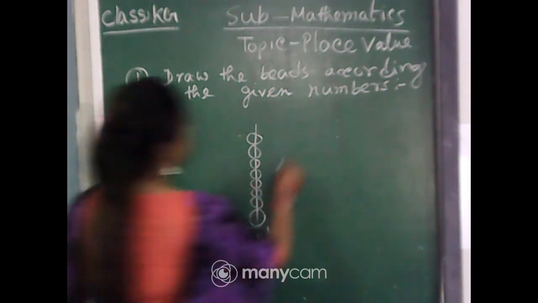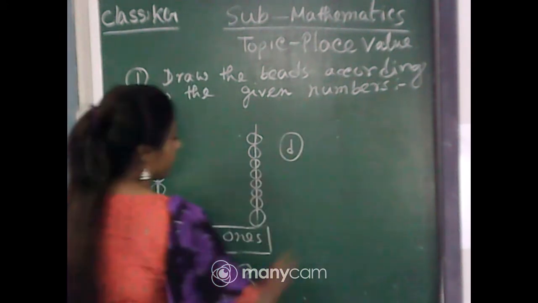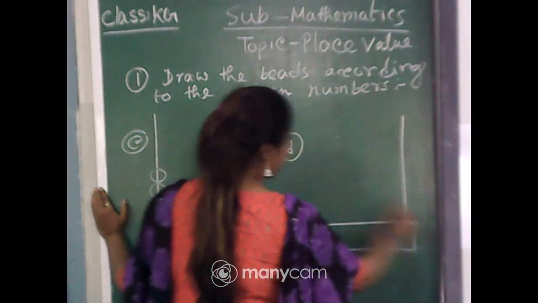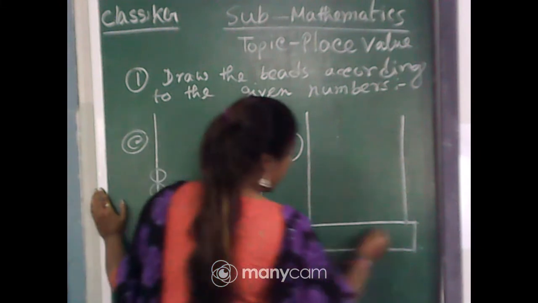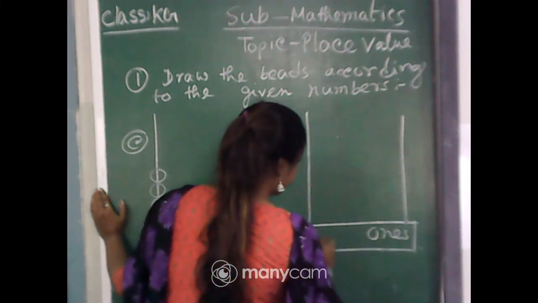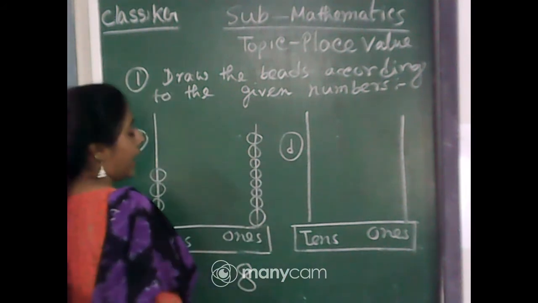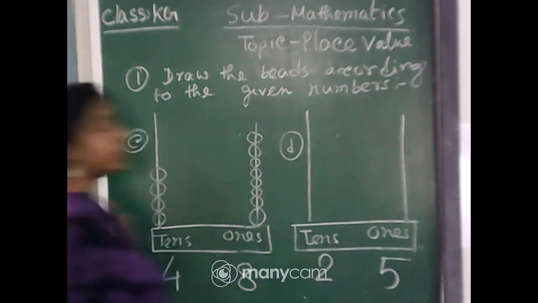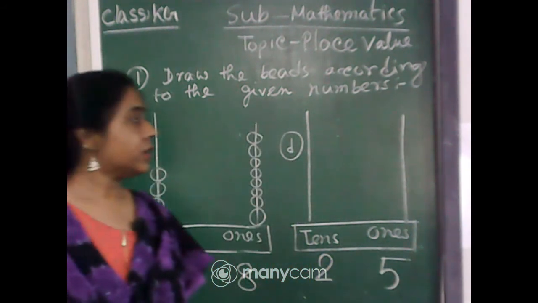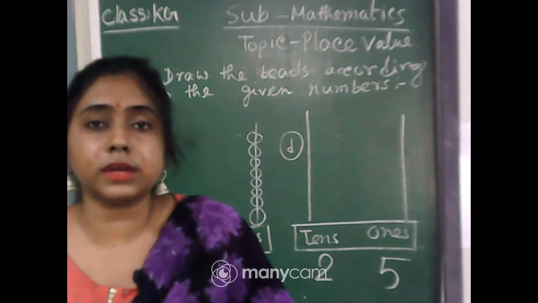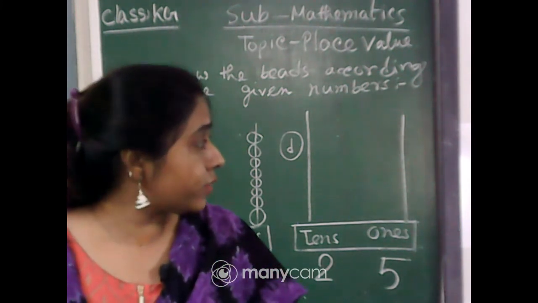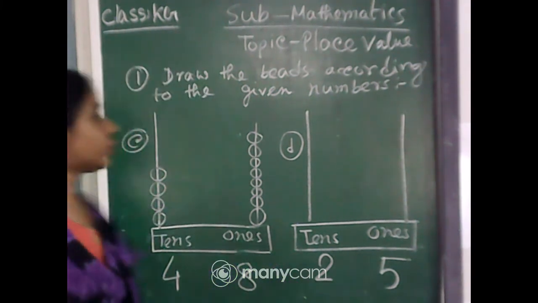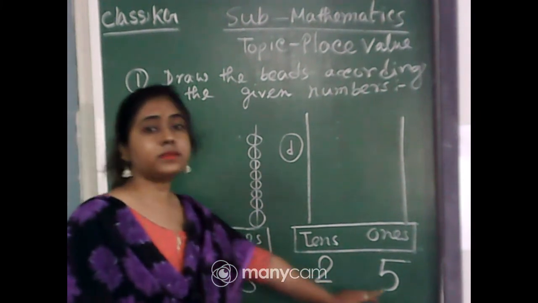Next, number D. Again, first we will draw this and write ones and tens. This is very important. And our next question is 25. First you give the answer, the expanded form of 25. Yes, Srijan, very good. Shrestha, very nice. Oshmita, very good. So those who wrote 2 tens, 5 ones, that is correct.